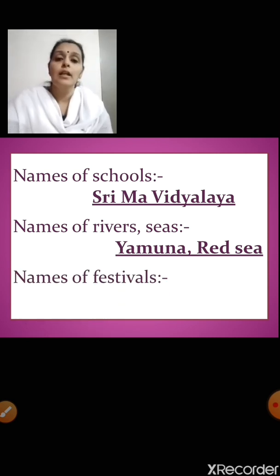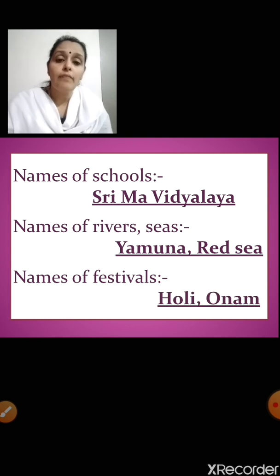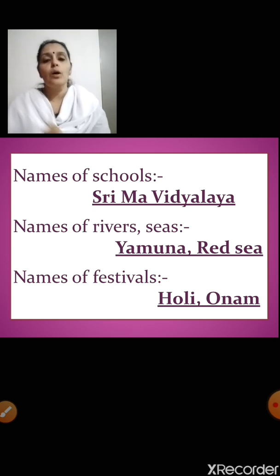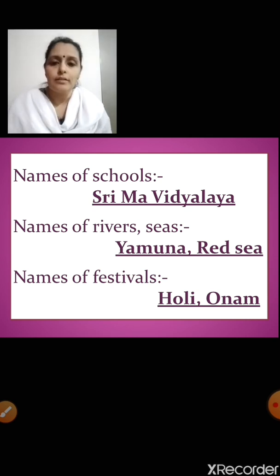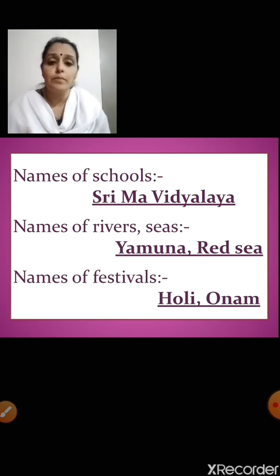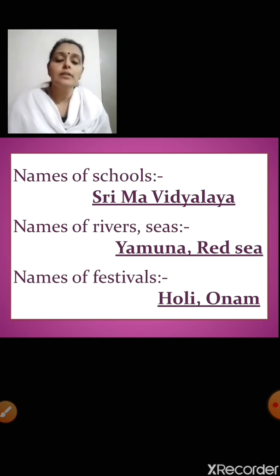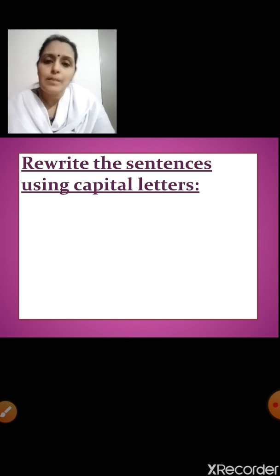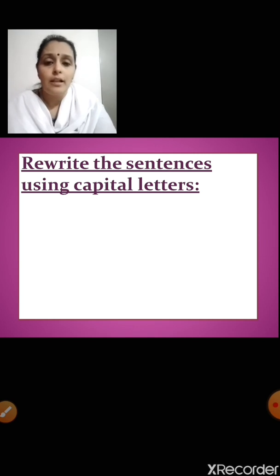Names of festivals like Holi, Onam, Diwali, Dashera, all these begin with capital letters. So all the special names will always begin with a capital letter. Okay, children, understood? Names of places, names of persons, names of schools, names of subjects, names of rivers and seas, names of festivals, all these will also begin with a capital letter. Now let us see some examples. We are going to rewrite the sentences using capital letters.